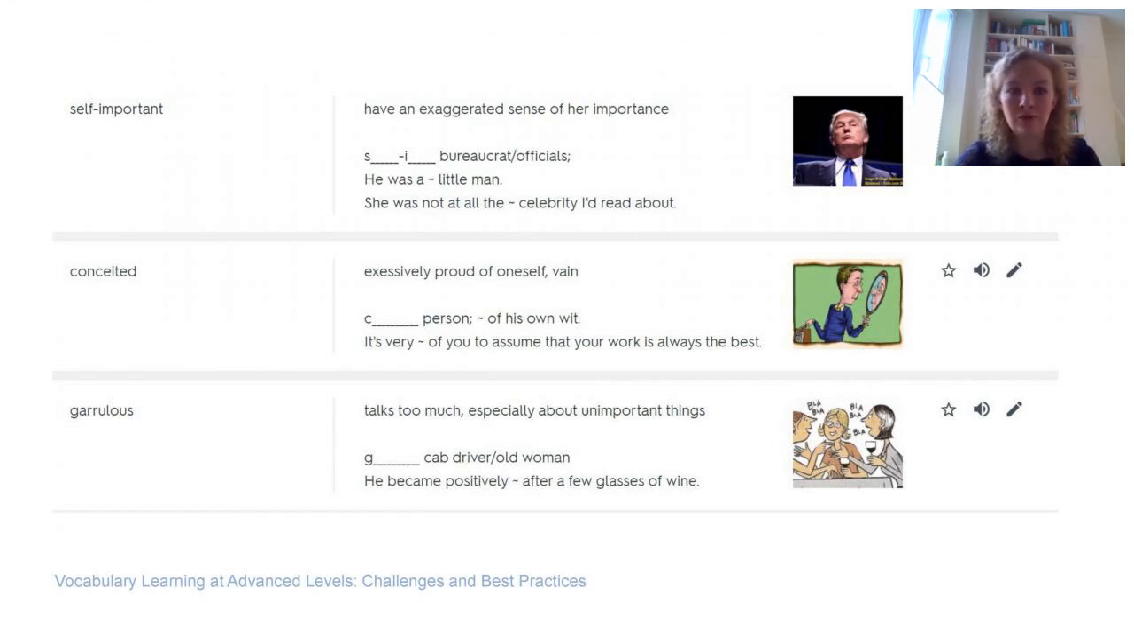A bureaucrat or official can be self-important. He was a self-important little man. She was not at all the self-important celebrity I'd read about. So, 2 or 3 illustrative examples.